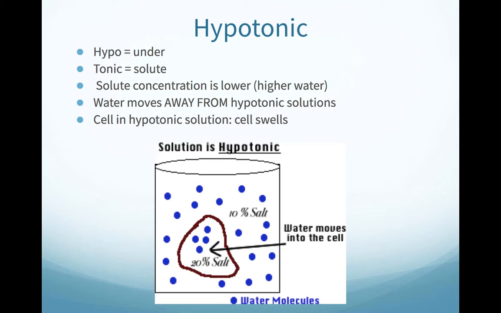Now, if you look at this picture as well, you can say the solution is hypotonic, the cell is hypertonic, the inside of the cell. So you actually have two solutions in each situation. Inside the cell is hypertonic because it has more solute than the outside. The outside is hypo, the inside is hyper. So water is always going to move from hypo to hyper. So you can also think of it in those terms. So always from hypo, under, to hyper, over.